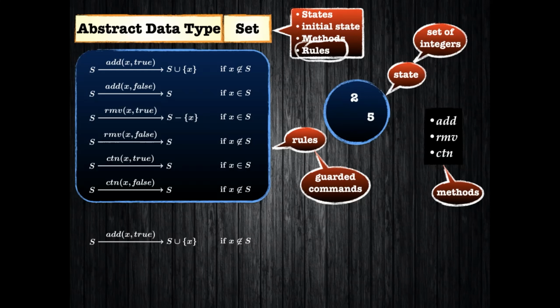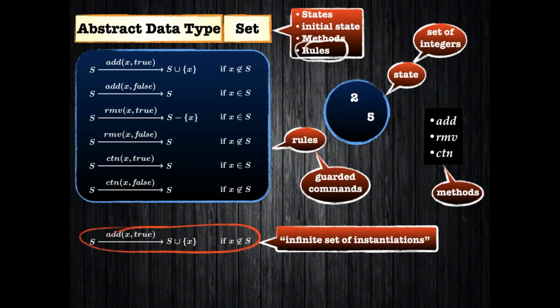So, in fact, related to what I was saying is that if you take any rule, it's just syntax. It corresponds to an infinite set of instantiations. And this is important to keep in mind because such a rule tells you that if you have any state S, and in fact, we have infinitely many states S, then you can add any new element X, ranging over the set of integers, so there are infinitely many. You can add such an X to such an S if X is not already in S.